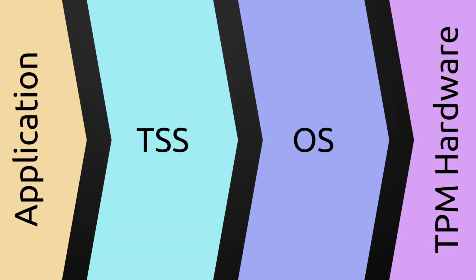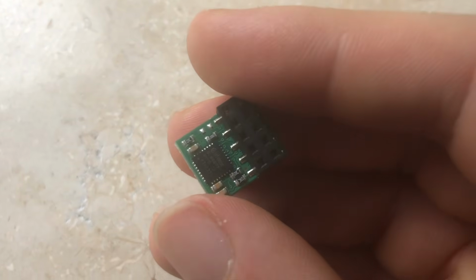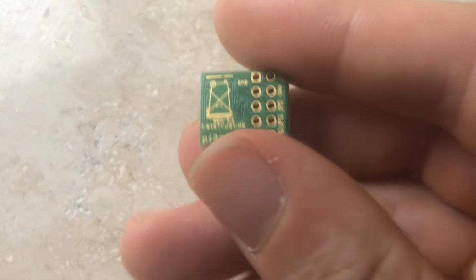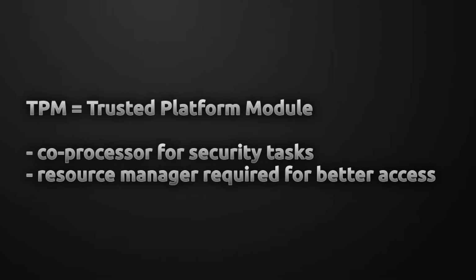software isn't trivial. A TPM, or Trusted Platform Module, is a small security coprocessor. It stores keys securely, measures system integrity, and can sign or decrypt data, but it's also quite limited. It can only process one command stream at a time, and it has very few memory slots for objects and sessions. That means if multiple programs try to talk to it at once, they'll conflict.